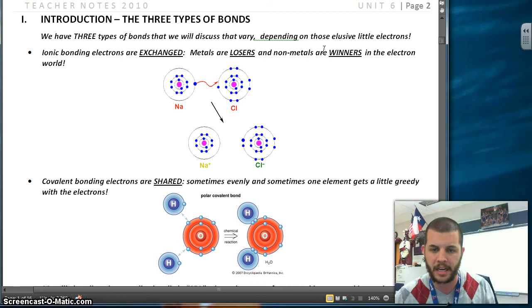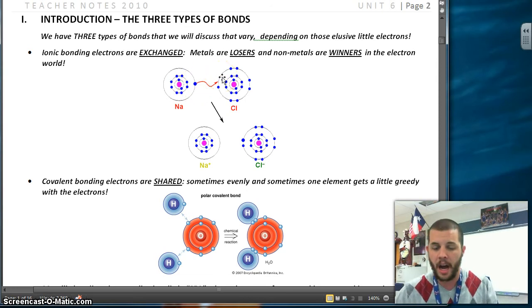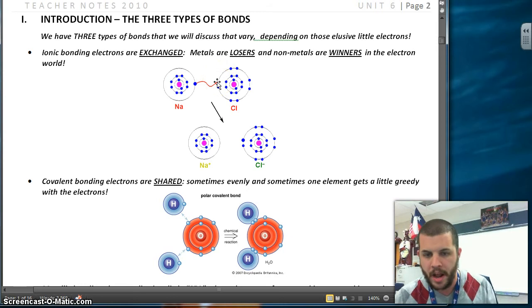So what's going to happen here is that our metal is going to lose its outermost electron. Notice that you've got this little fella right here, one little electron in its valence shell. So what chlorine is going to do is steal that electron away from sodium, and the sodium is going to readily give its electron over to chlorine, and now chlorine is going to own that electron.